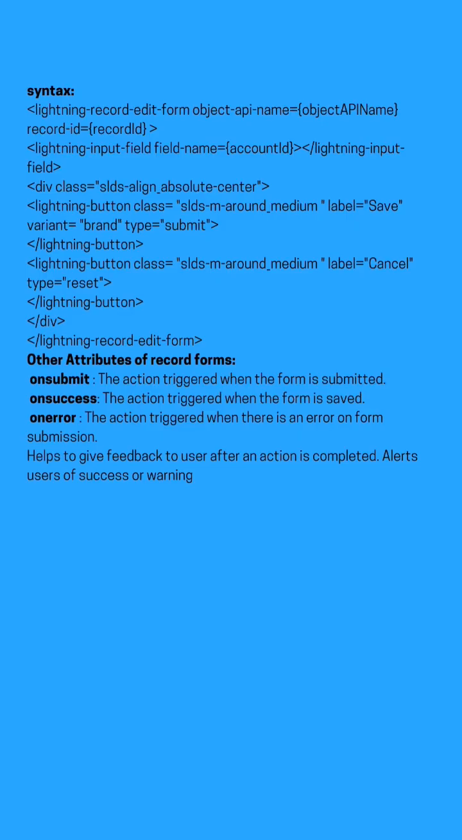Other attributes of record forms: onsubmit, the action triggered when the form is submitted; onsuccess, the action triggered when the form is saved; and onerror, the action triggered when there is an error on form submission. These help to give feedback to the user after an action is completed, alerting users of success or warning.